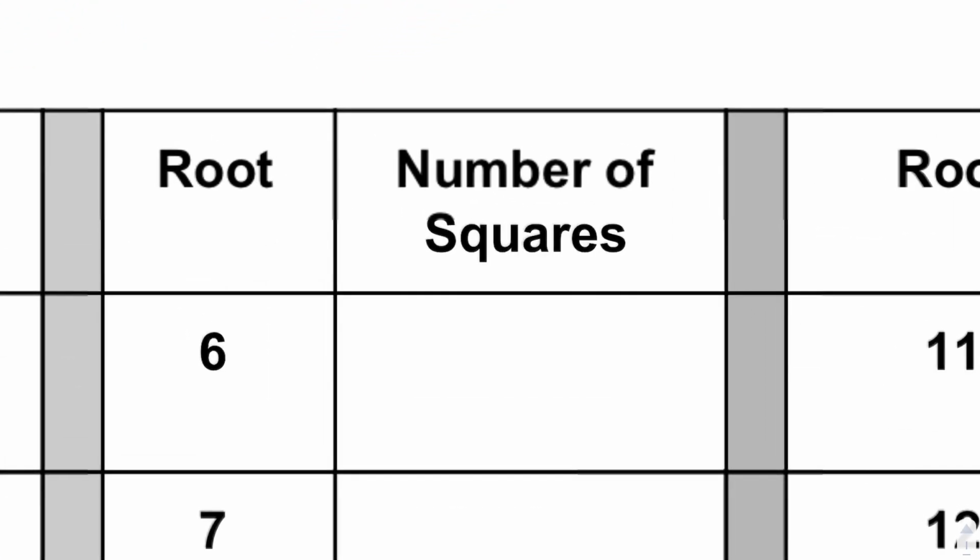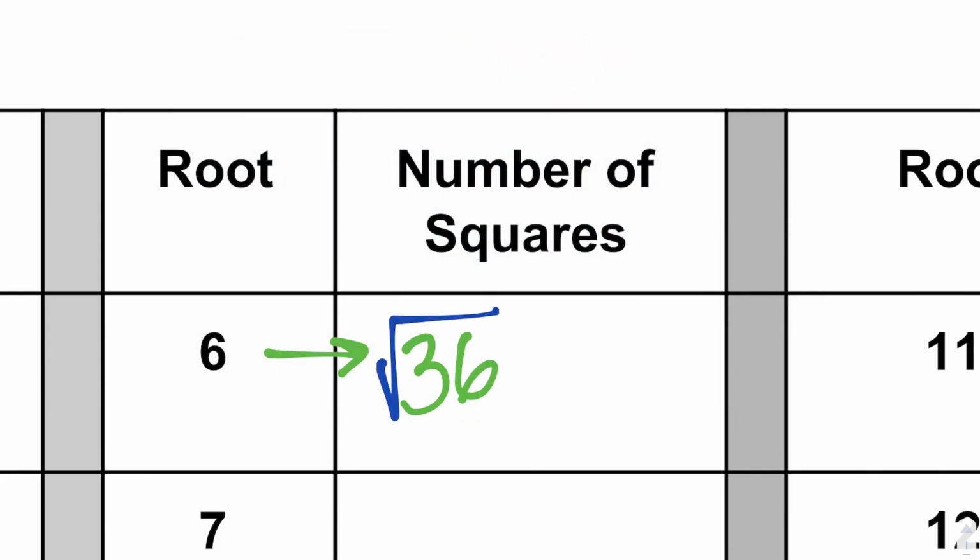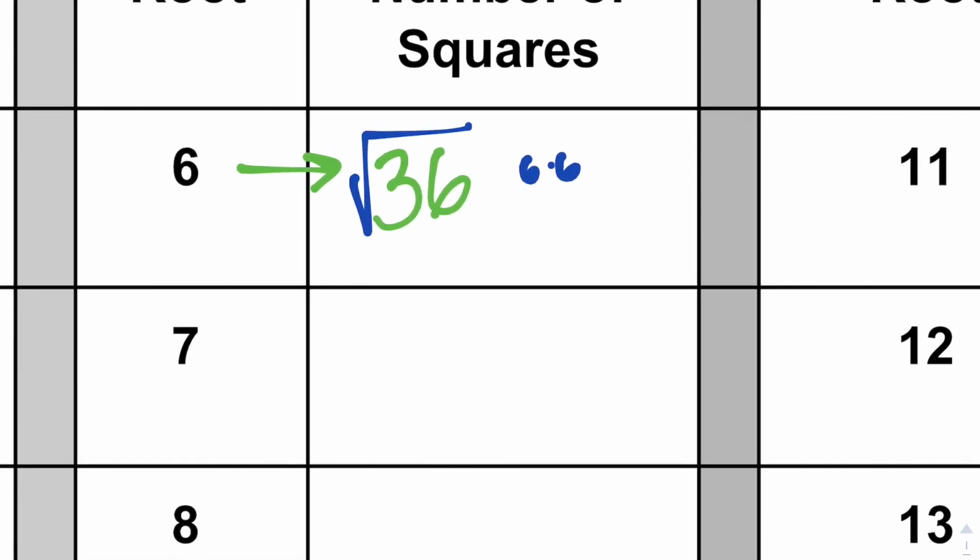Okay, here we go. The square root is 6. So what number of squares will give us an answer of 6? 36. I know this because the square root of 36 is 6. I also know that 6 times 6 equals 36.